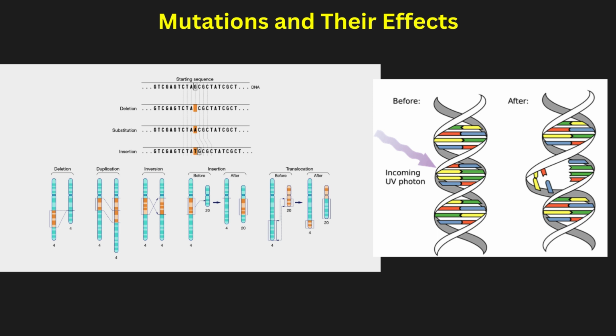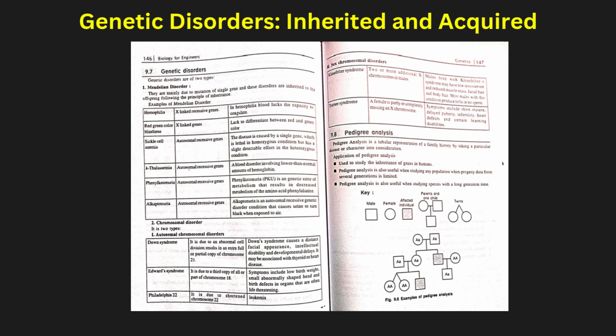So now genetic disorders, inherited and acquired. Genetic disorders are conditions caused by abnormalities in the genes or chromosomes. They can be inherited, like Down syndrome, hemophilia, or acquired, like cancer caused by genetic mutation due to environmental factors. Some disorders follow Mendelian inheritance, while others result from complex gene interactions. Advances in genetic screening, gene therapy, and personalized medicine have improved the diagnosis and treatment options for these conditions.